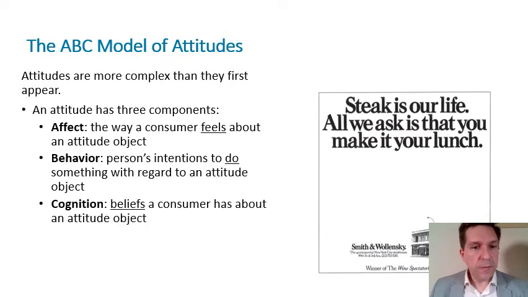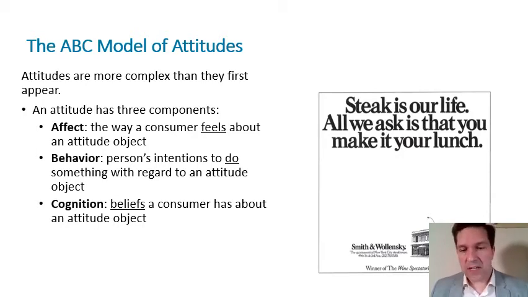Okay. So first, let's start by talking about the different components of attitudes, right? Attitudes are complex, and they have at least 3 distinct components associated with them. The first one is affect. We have already discussed affect, so you already know what it is. It's essentially the way a consumer feels about the particular object that the attitude is created towards. And this could obviously be positive or negative.